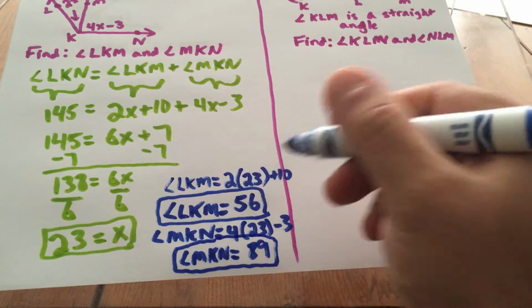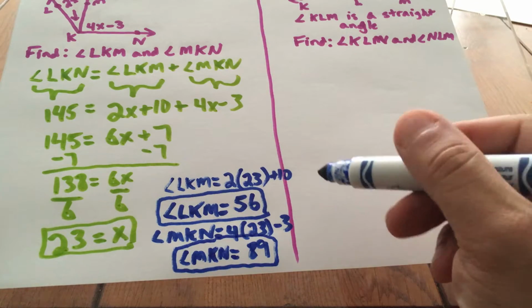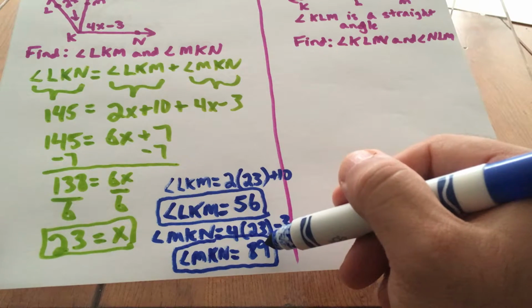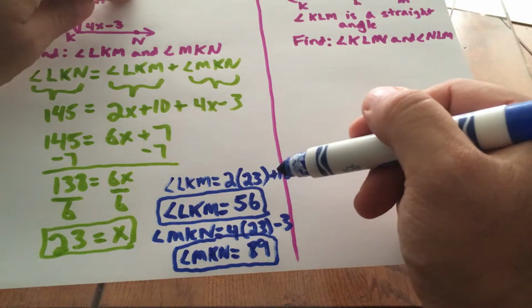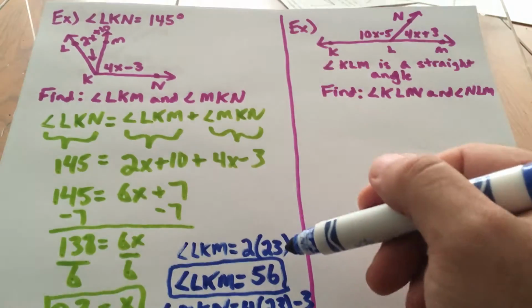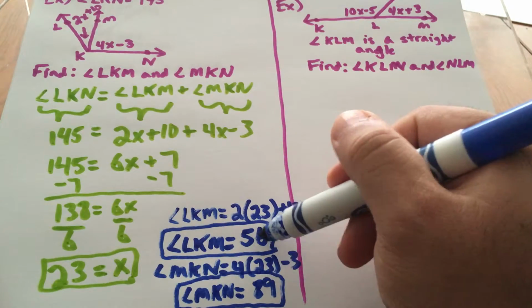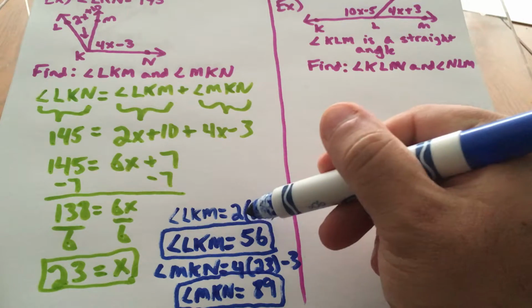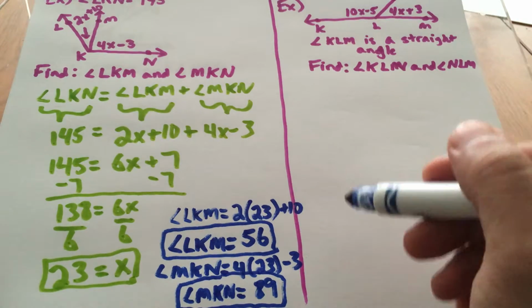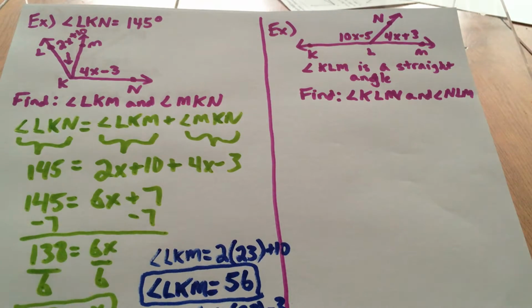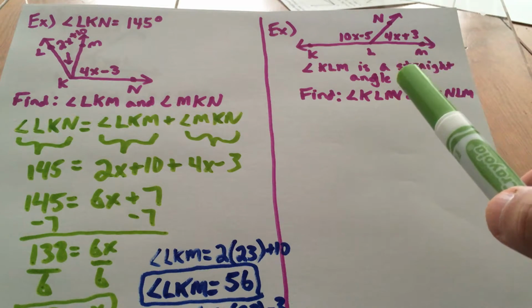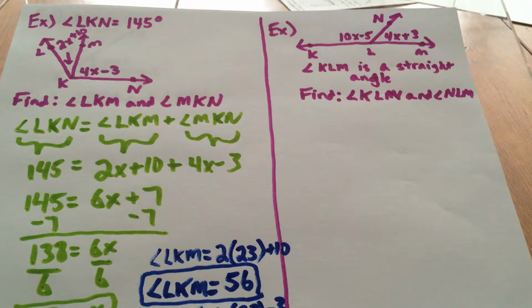All right. And once again, just like with the segment addition postulate, you can check your work by adding the angles together. 89 plus 56 should equal 145. So if you add those up, 9 and 6 is 15, yeah, it equals 145. So we know that we've done the right thing there. All right. What I want you to do is take a second and pause the video and try this second example on your own.